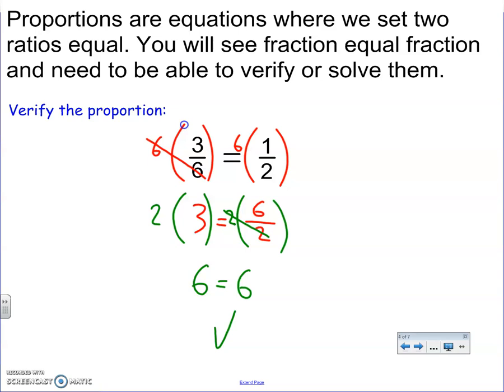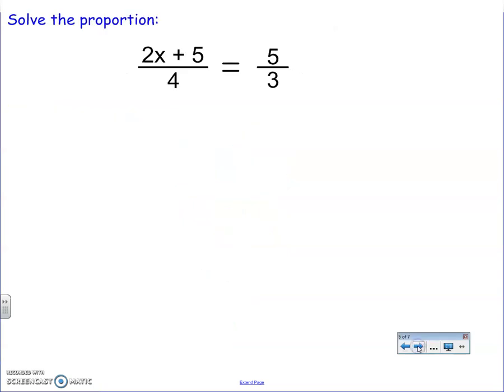Alright, some teachers will say cross multiply, but I'm going to get y'all ready for the future, so just get rid of one fraction at a time by multiplying each side by the denominator. So you'll see. Here's the next one, solve the proportion. So we have a fraction equal to a fraction. You want to get rid of fractions, so you multiply both sides by a denominator. Either one works fine.